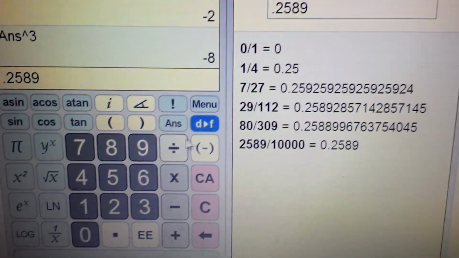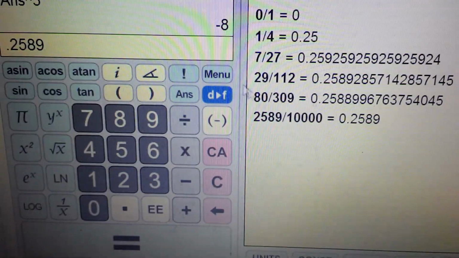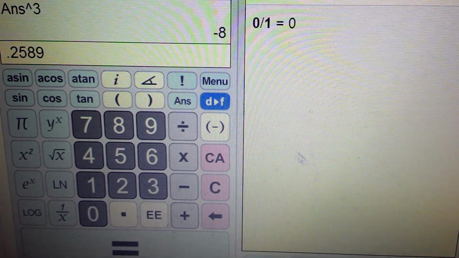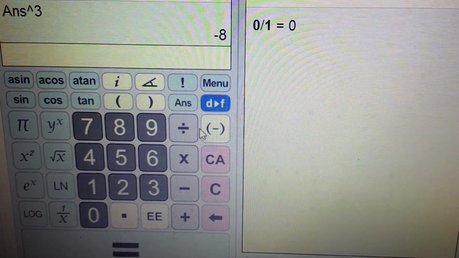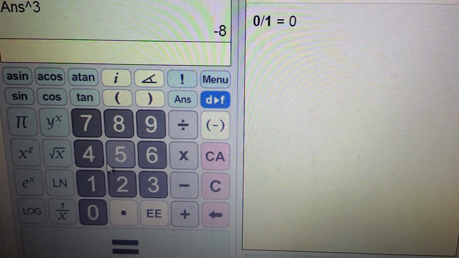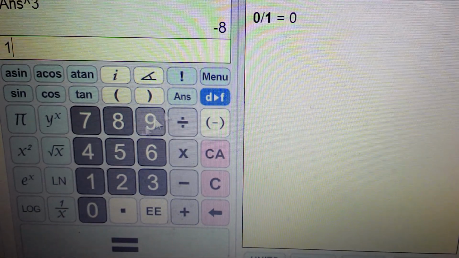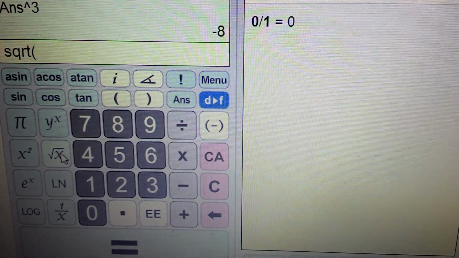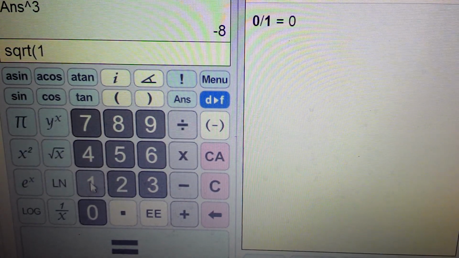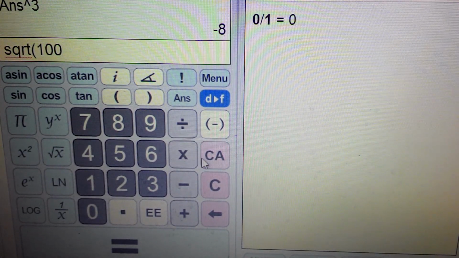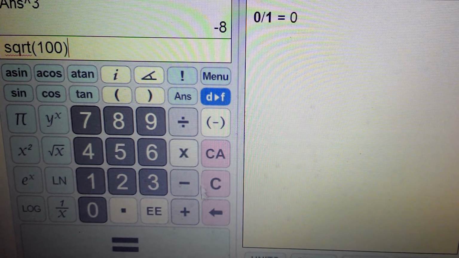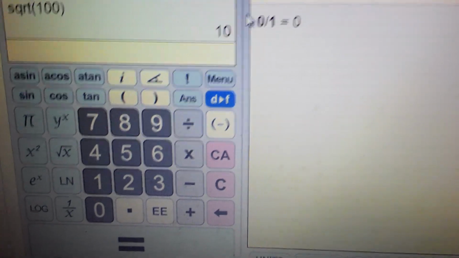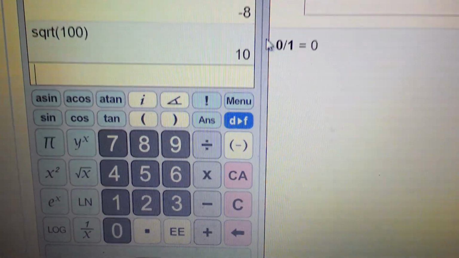All right, what else can we do? After we clear it, we can find the square root of a number. If we hit the square root sign first and type in square root 100, and we press equals, the answer is 10. We can find the square root of 100, which is 10.